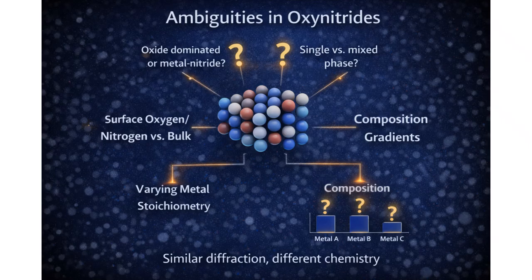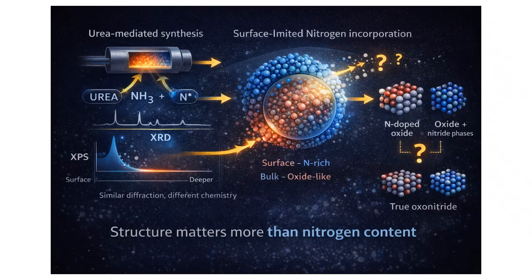A material may be just a nitrogen-doped oxide, a mixture of oxide and nitride phases, or a true single-phase oxynitride. Even when diffraction looks similar, the underlying chemistry can differ completely, making identification difficult. So, resolving oxynitride ambiguities requires careful terminology, bulk plus surface analysis, and strong structural evidence. Oxynitrides are powerful, but only when we know exactly what we have synthesized.